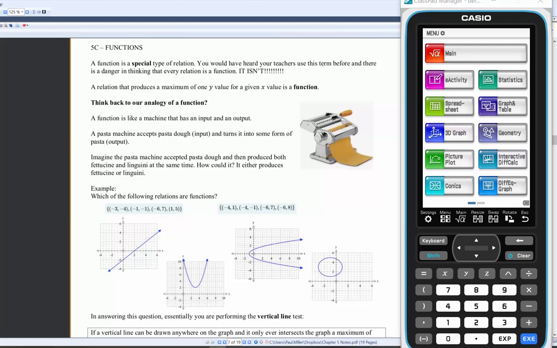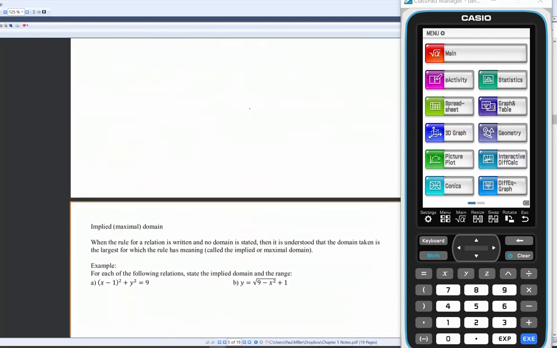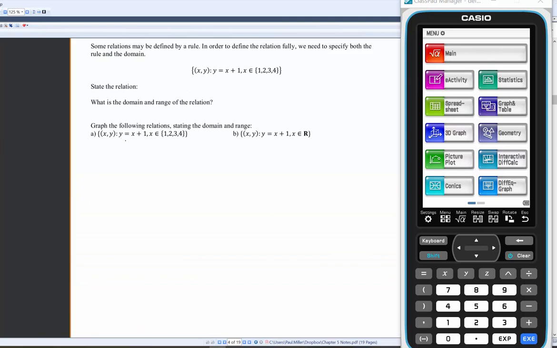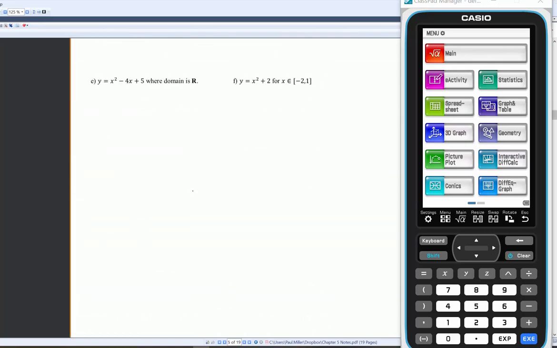In our last lesson, what we looked at was relationships. The relationships we looked at were described by a rule. So this is a relationship here, and it basically says that there's a relationship between y and x. That is, if x is 1, y is going to be 2. Well, some relationships can also be described as functions.